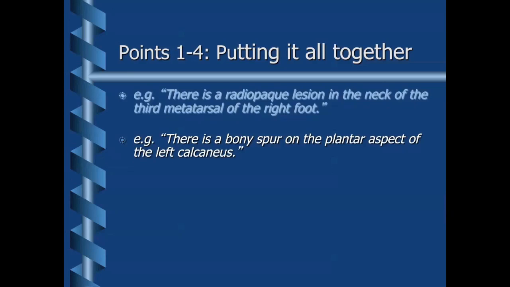Another example, there is a bony spur on the plantar aspect of the left calcaneus, and that would probably be on the lateral projection. So we can see here in this example, we know the exact location and we know there's a bony spur there.